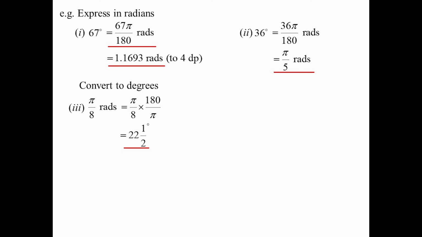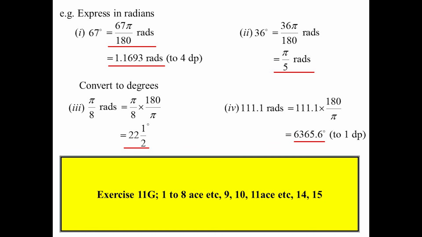Now, it doesn't mean you have to have pi in an angle that's measured in radians. You can still just have a number. So, for instance, 111.1 radians, and to convert it into degrees, again, we multiply by 180 on pi, and we'll come up with the decimal approximation for that. And so, wow, look at that. 111 radians is actually 6,365.6 degrees. Again, illustrating how large a radian actually is. Okay, that's all. So really that exercise is just on converting in and out and things like that.